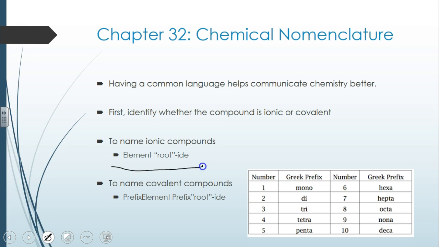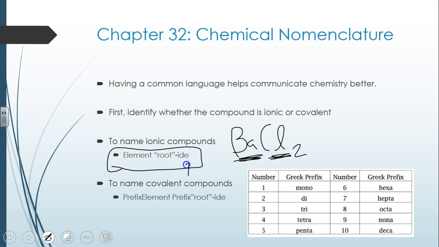And so we're going to start naming the ionic compounds. I have this little mnemonic device where we just say element, root, I. So if we have a compound like BaCl2, we name the element. That's barium. And what's the root of chlorine? The root is chlor. So we're going to say barium, chlor, and then we're going to add the IDE ending. So the name of this is barium chloride.